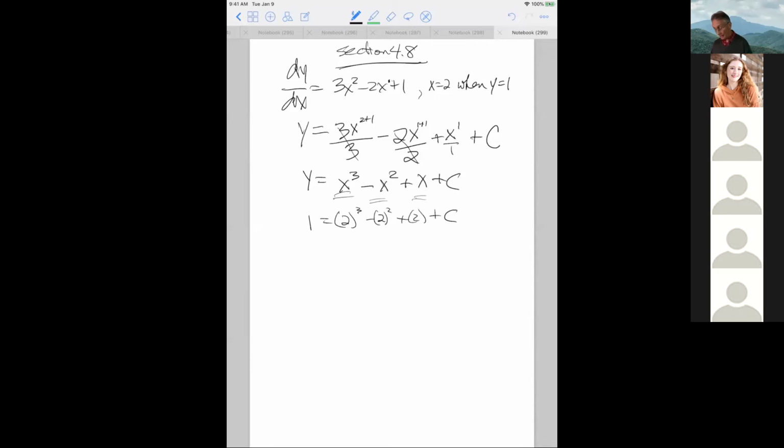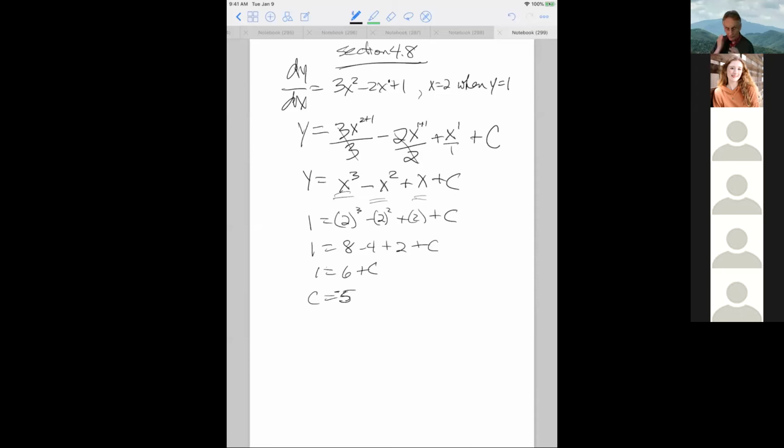And now you can see we got everything except for the c. C is the only letter in there, so I can solve for c. So I've got 1 equals 8 minus 4 plus 2 plus c. So that is 10 minus 4 is 6. So I end up with 1 equals 6 plus c. So that means c equals minus 5.